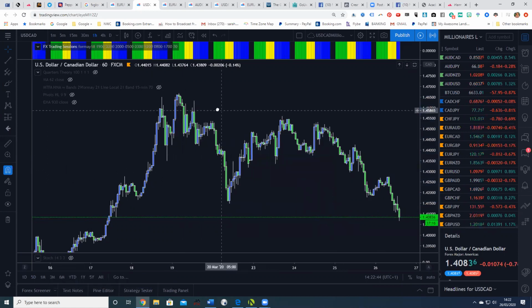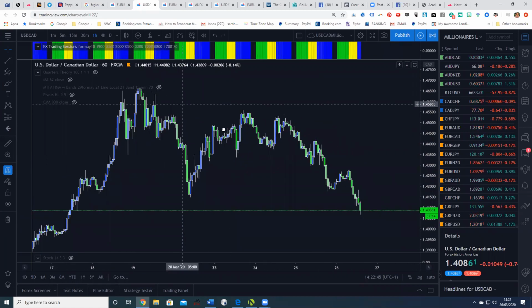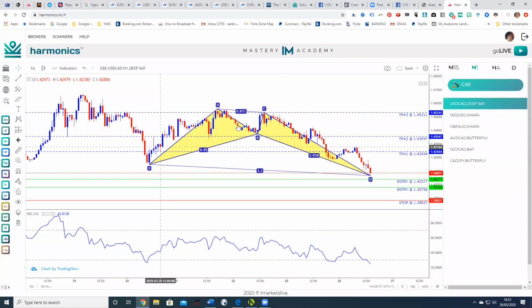Okay, so here we are on the hourly, and what you're looking for are reversals. The scanner works off reversal points in the market. It takes many years to learn how to draw these patterns. I haven't a clue how to draw them, and that's what I'm paying for, is the accuracy of the scans.